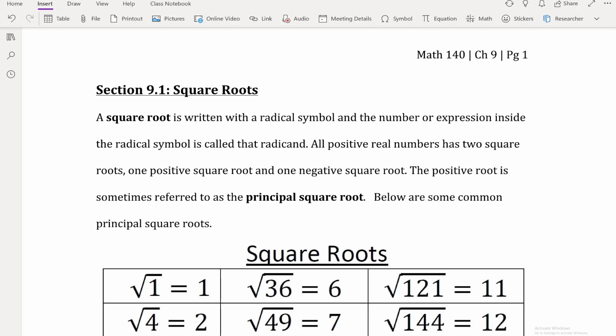Hello, Math 140 students. We are going to pick up on page 1, section 9.1, which is square roots. A square root is written with a radical symbol, and the number or expression inside the radical symbol is called the radicand. All positive real numbers have two square roots, one positive square root and one negative square root. The positive root is sometimes referred to as the principal square root.